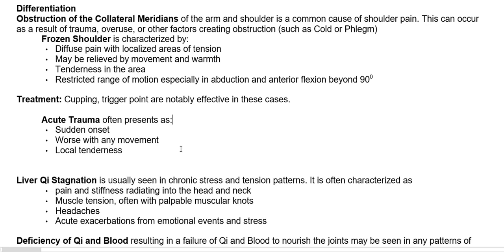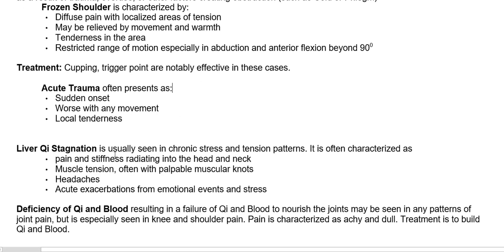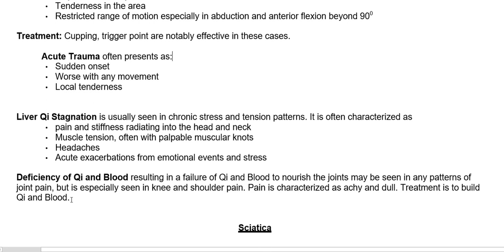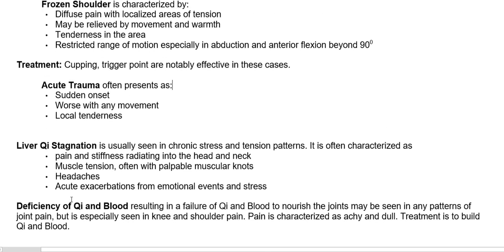Shoulder pain, of course, like the other patterns we've seen, can be caused by liver-qi stagnation. That's exactly what we saw before, chronic stress and tension. And this can lead to shoulder pain. It's more often neck and upper neck shoulder pain, but we can see these radiating into the head and neck. We're going to have headaches, muscle tension. This is usually really not a shoulder condition, but we include it here for completion's sake. This one, though, deficiency of qi and blood, or sciatica coming next.